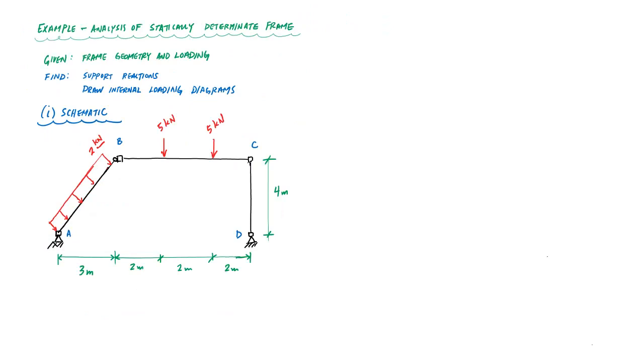Alright, so here's my structure. I have a pin support at A, I have a pin or a hinge at B, and then at point C I have a fixed or moment connection, and then at D I have another pin support. So one of the first things that we need to do is check the determinacy of the structure.